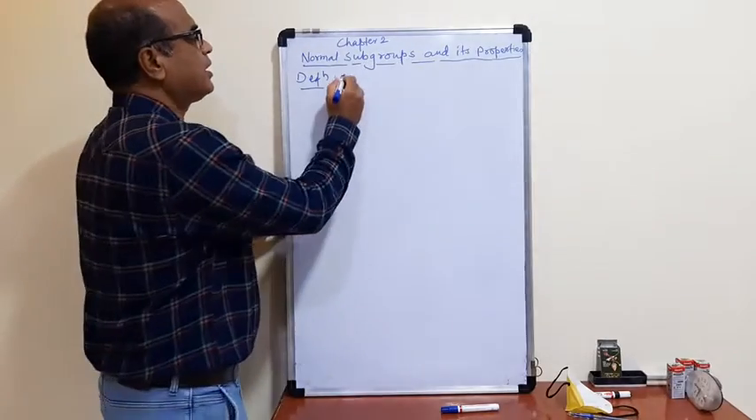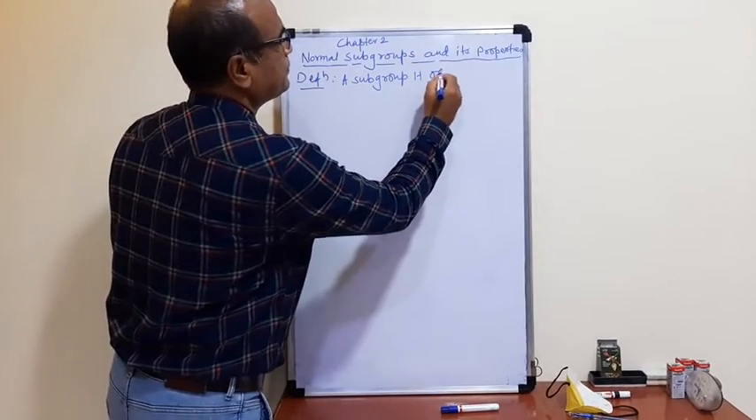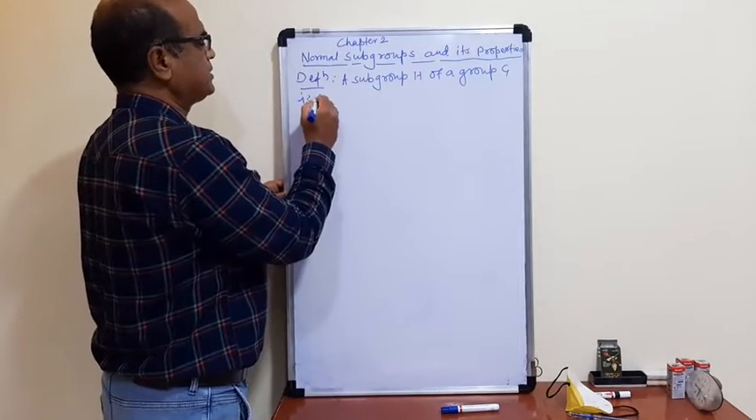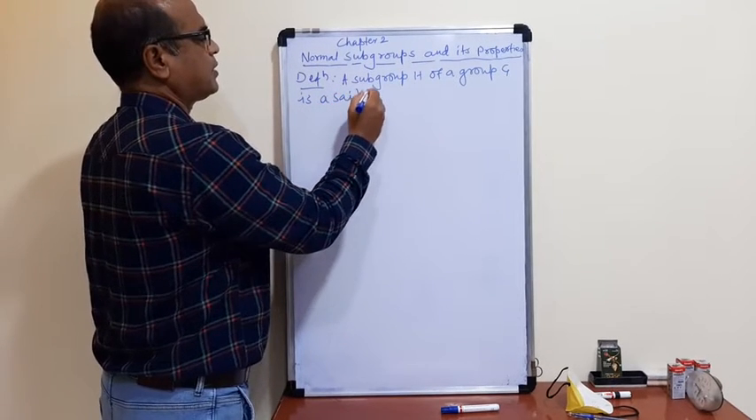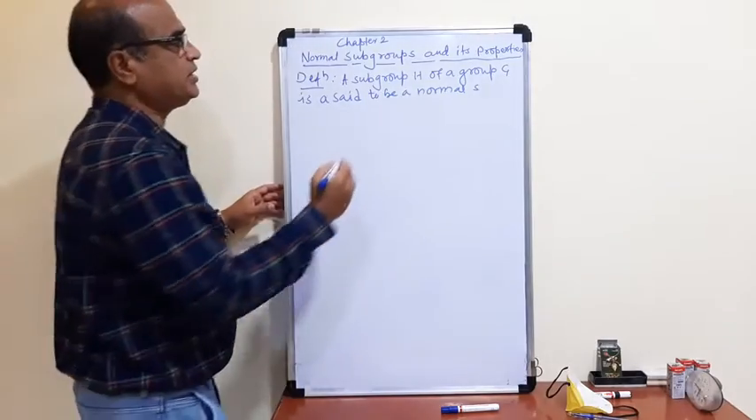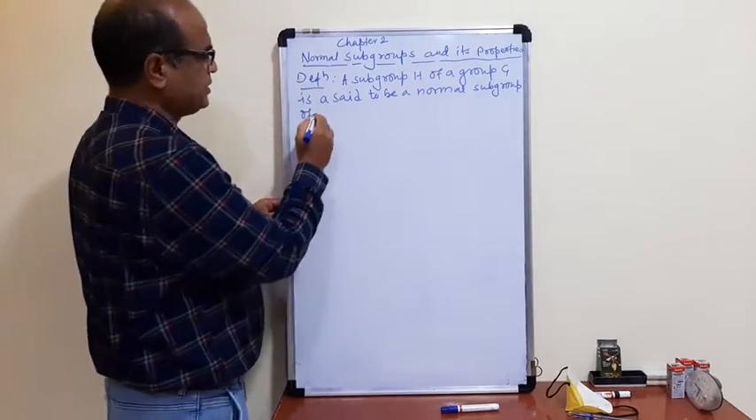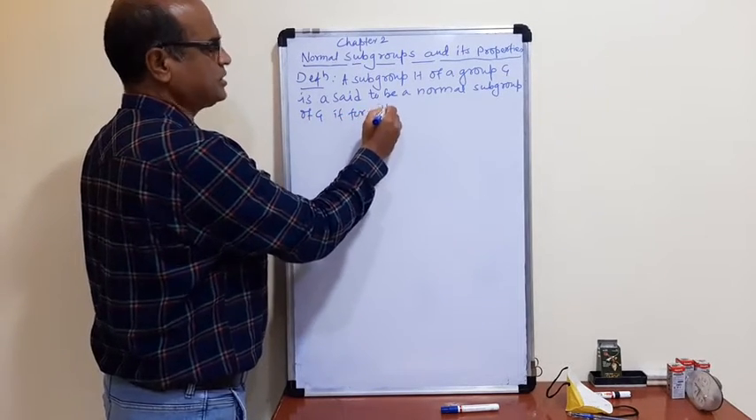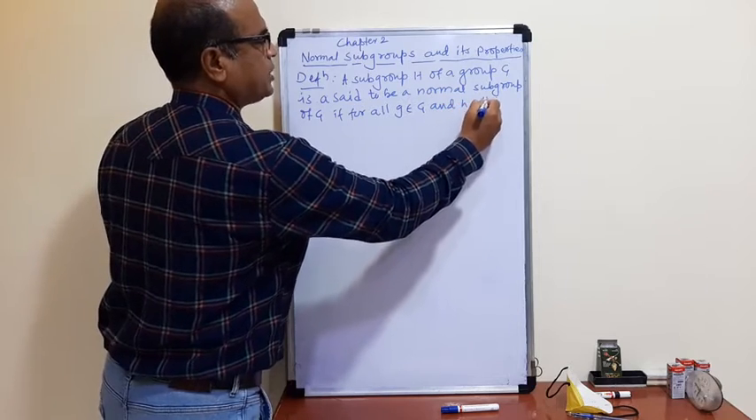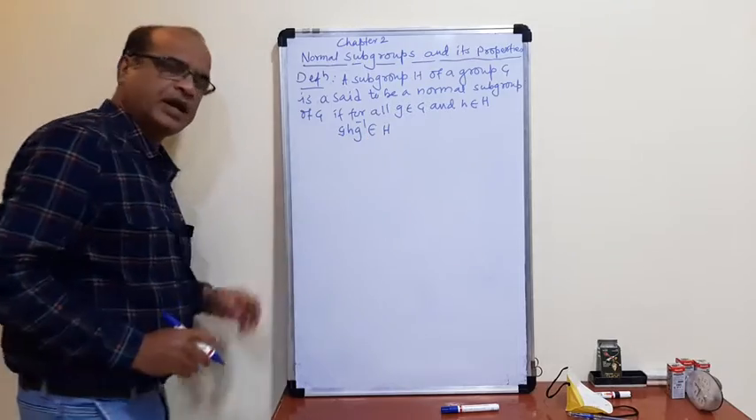Definition: a subgroup H of a group G is said to be a normal subgroup of G if for all g belonging to G and h belonging to H, g h g inverse belongs to H. Okay, so this is the definition.